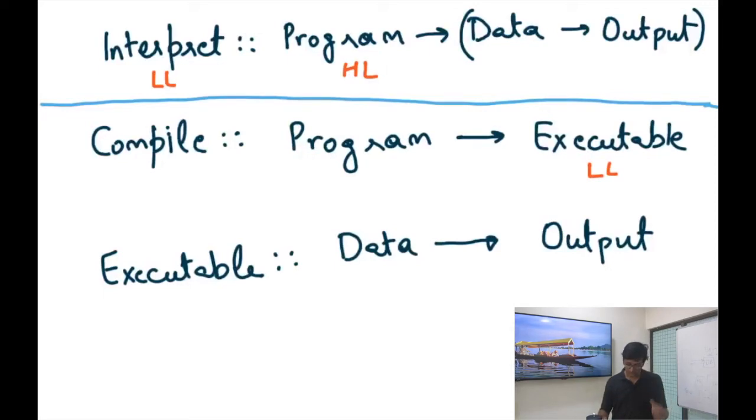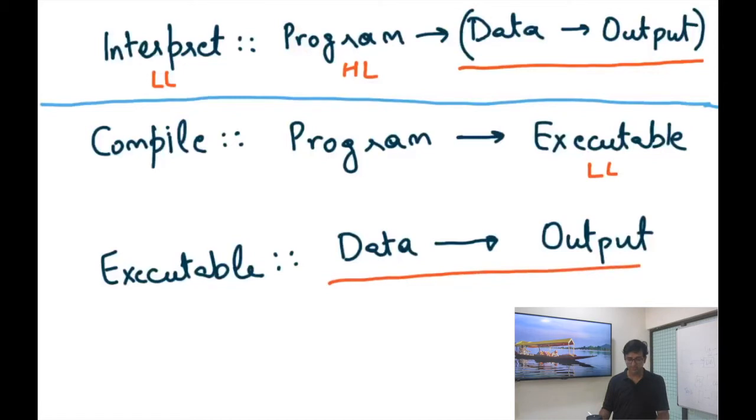Now notice here that these functions, data to output, are kind of identical in both these functions, right? And so in a way, when we apply the interpreter on the high-level program to get a function that takes data and returns output, we are basically generating an executable, right? So when we apply the interpreter on the program, we generate an executable, sort of, right? At least the functional representation seems to say that.